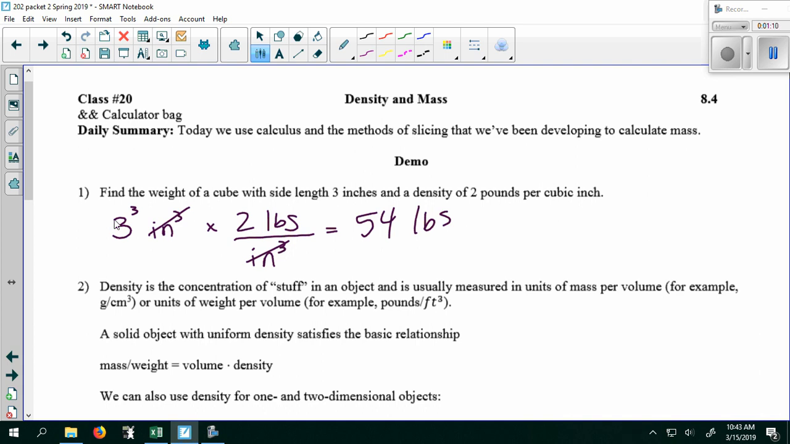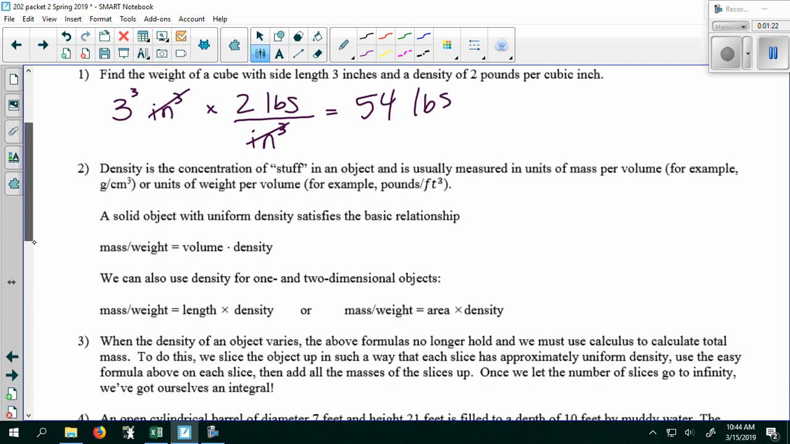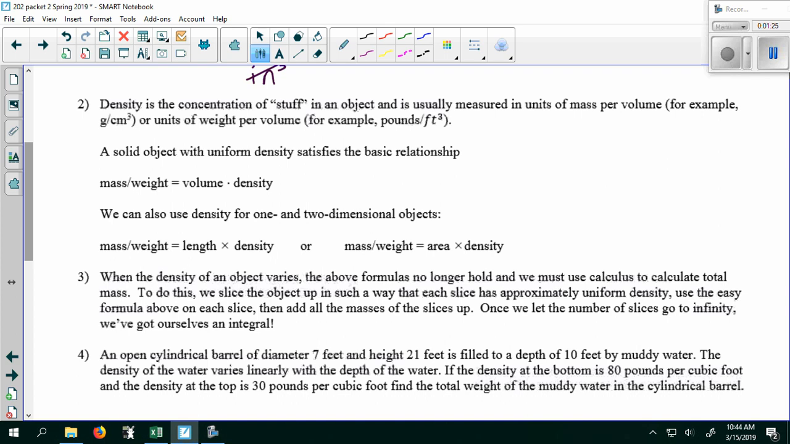So in general, density is the concentration of stuff in an object. It's usually measured in units of mass per volume. For example, grams per cubic centimeter, or sometimes units of weight per volume, like pounds per cubic feet.